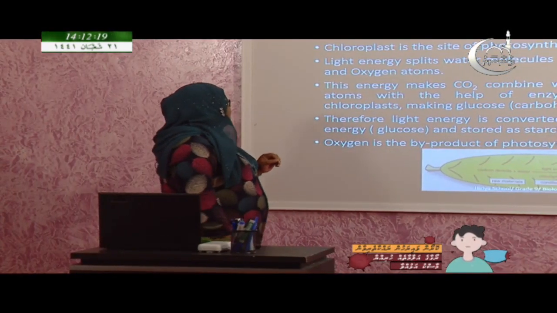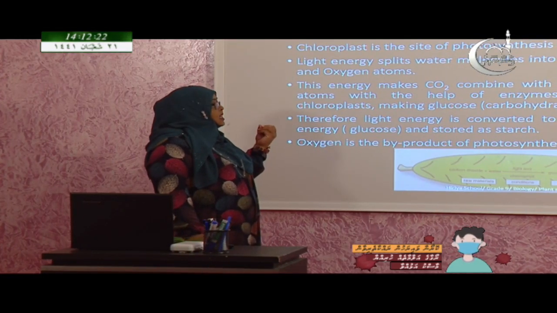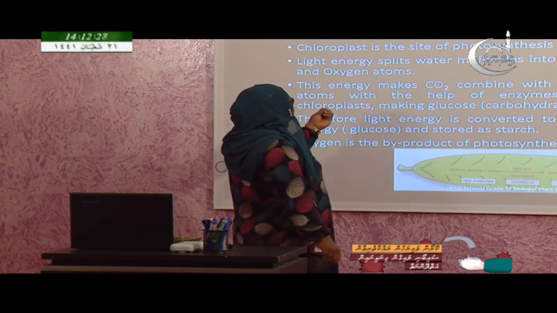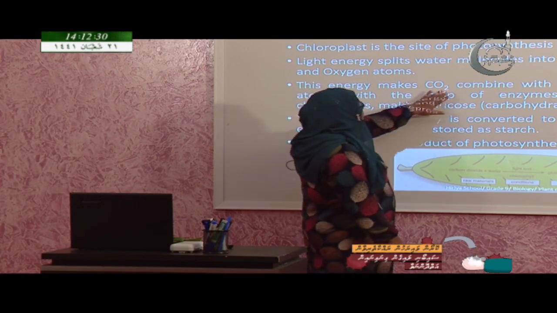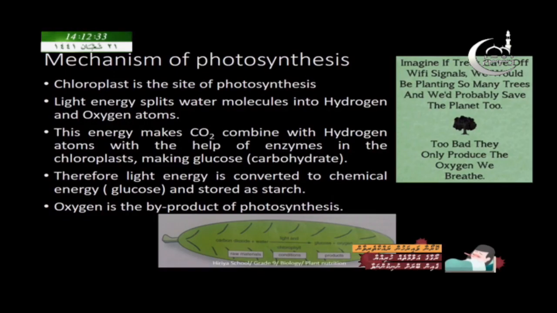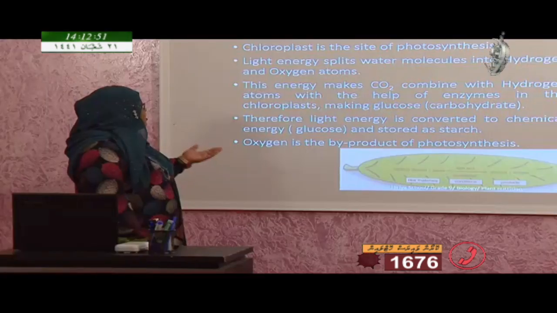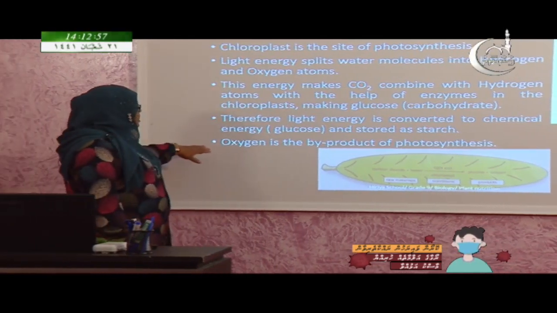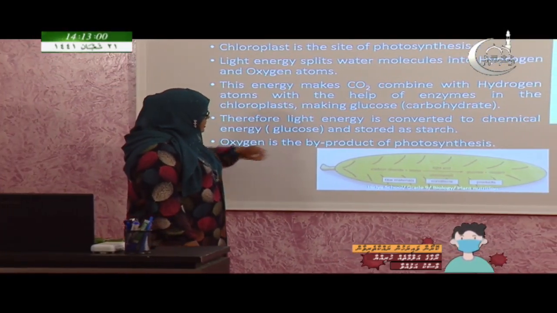Now, carbon dioxide, as we have discussed earlier, enters through the stomata, and through the spaces it goes into the mesophyll cells, and then it diffuses into the chloroplast. So, carbon dioxide combines with the hydrogen atoms forming glucose, which is C6H12O6, and oxygen will be removed as a byproduct. Therefore, we can say light energy is converted into chemical energy. The chemical energy we are talking about is the glucose which is formed, and as we all know, glucose is water soluble. So, we cannot store it as glucose, therefore, we store it as starch, and oxygen is given out as a byproduct of photosynthesis.